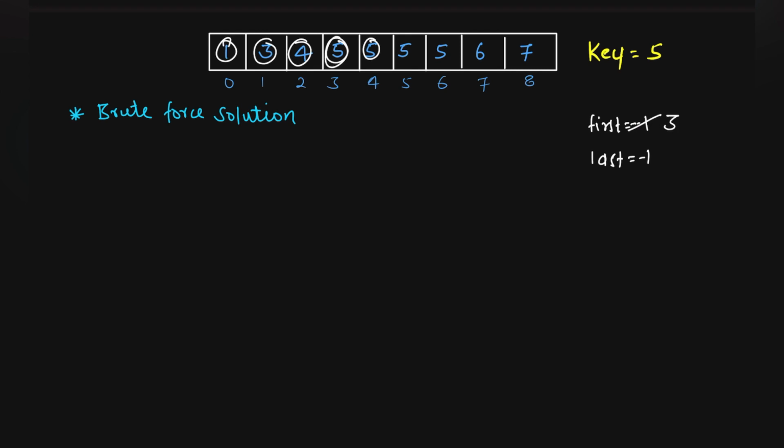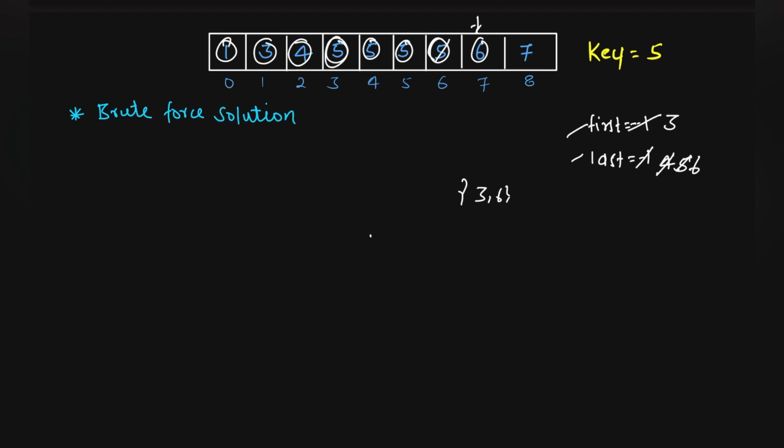Now I come across over here, it is 5, but I will not update my first index, I will update my last index as 4. Now coming across over here, still it is 5, so I will update it to 5. Again I come here, it is still 5, so I will update it to 6. Now I come over here, is it 5? No. So I will stop searching here, and finally I will return the first and the last index, that is 3 comma 6.